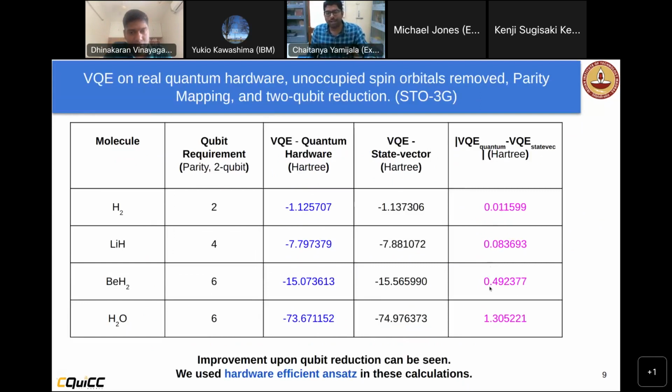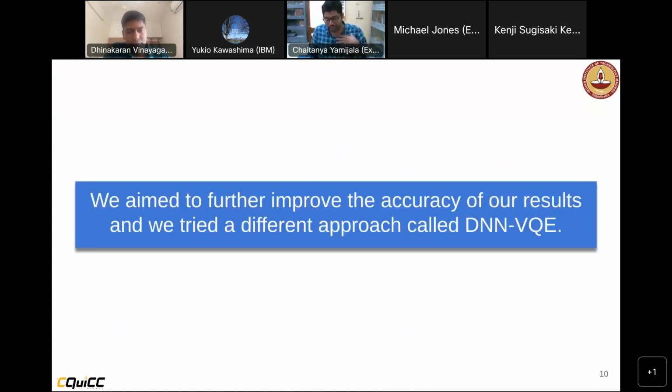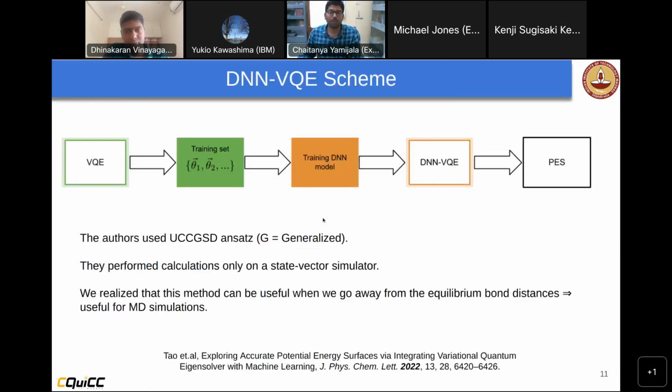However, when we go to the higher molecules, still the errors are in the order of a Hartree, which is obviously not very good. So this is the time where we came across a new article which has used classical machine learning in order to improve the accuracies. So our aim is to get the accuracy as close to the chemical accuracy as possible, like less than 1 milli Hartree or so. So the new approach that we found is as following.